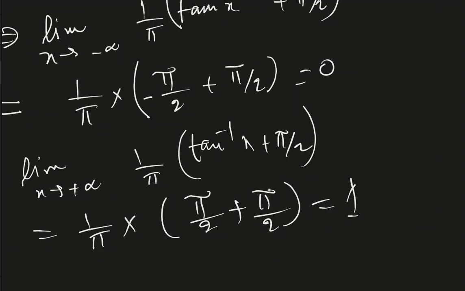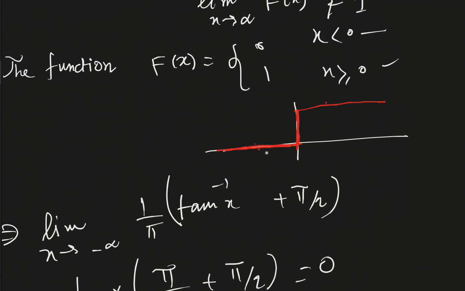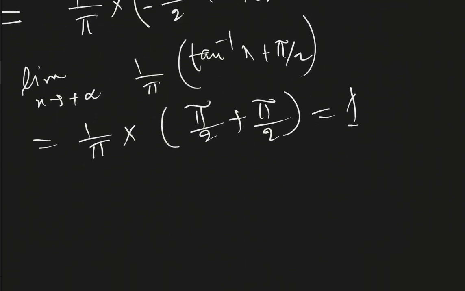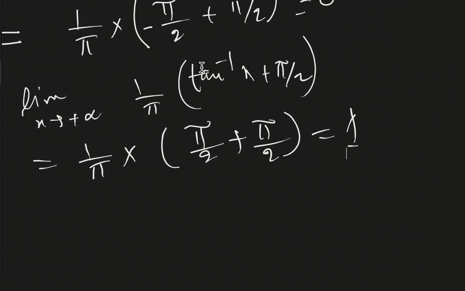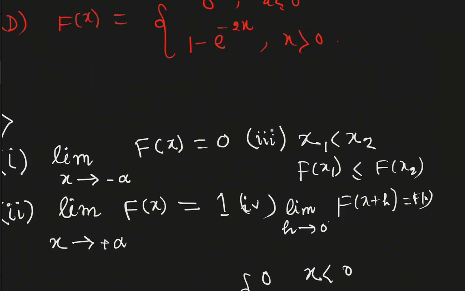So both conditions are satisfied, and also the third, since tan inverse x is a monotonically increasing function. And since it is a continuous function, limit h tends to 0, f(x plus h) equals f(x), so that is also true.